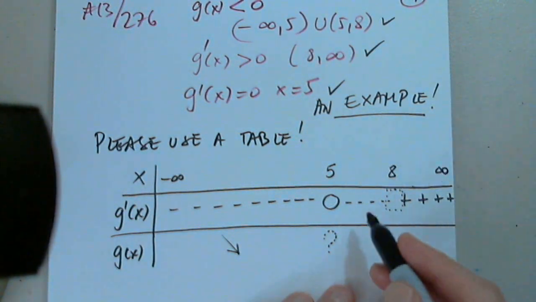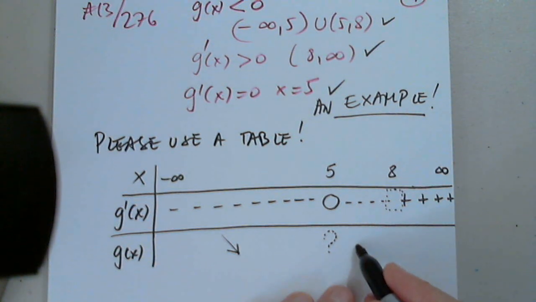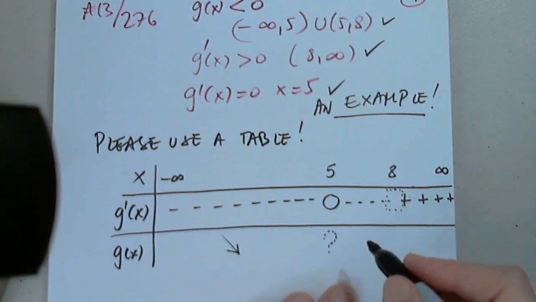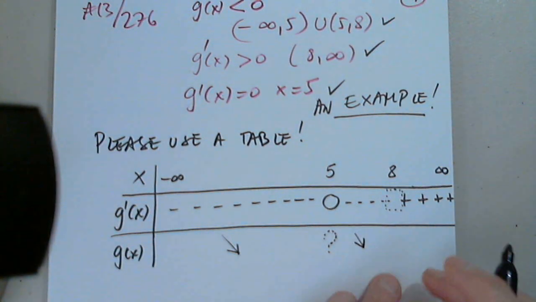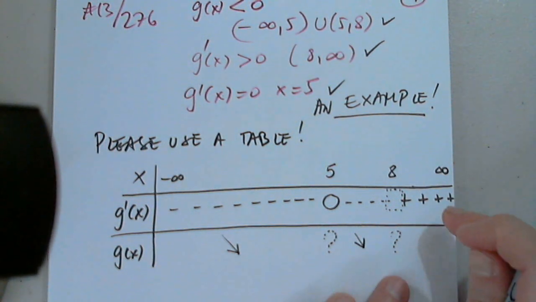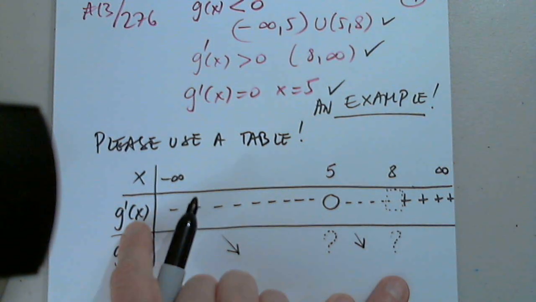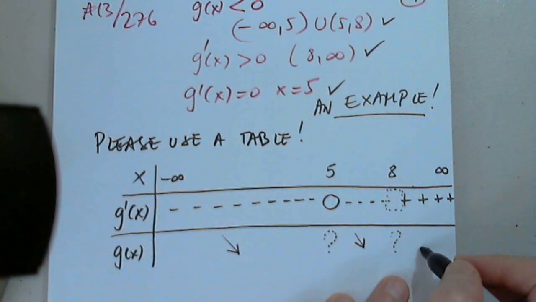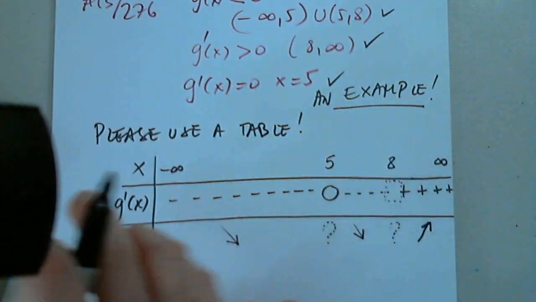Now, between 5 and 8, the derivative is negative. What does the function do? Decreasing. Awesome. I don't have a number here. We're going to decide together. But what does the function do when the derivative is positive? Increasing. Very good.